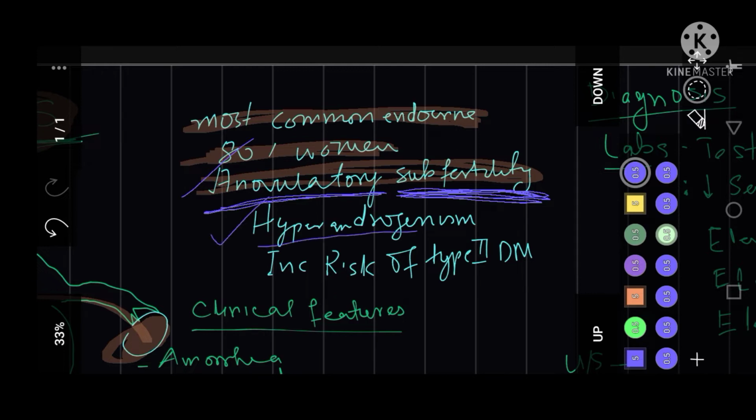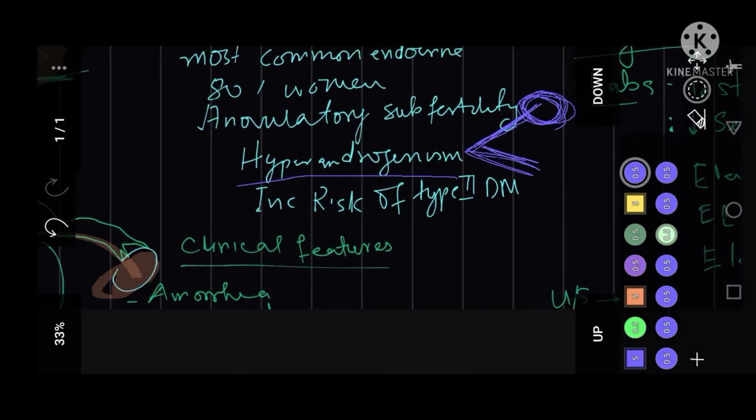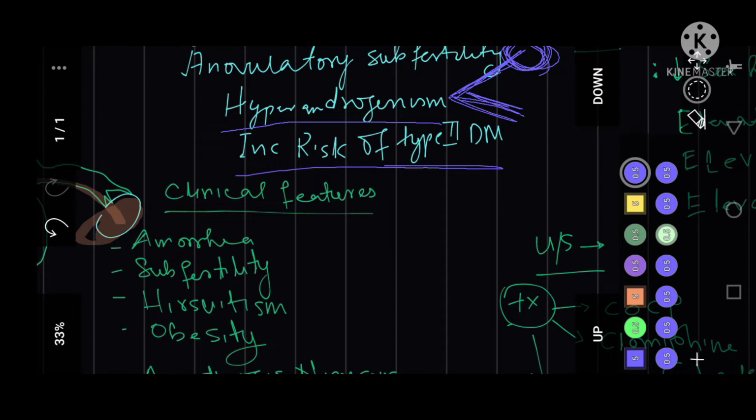There is hyperandrogenism. As we know, androgens are testosterone and estrogen. In this condition, there is hyperandrogenism, meaning increased androgens in the blood of the patient. So the patient will have an increased level of progesterone in the blood, that is known as hyperandrogenism, and it also increases the risk for development of type 2 diabetes mellitus. In this patient, type 2 diabetes mellitus is more commonly present.